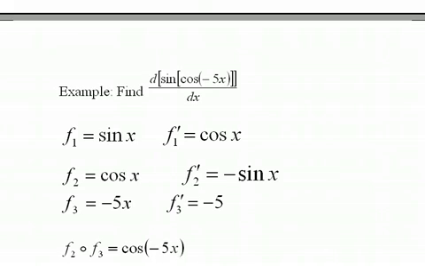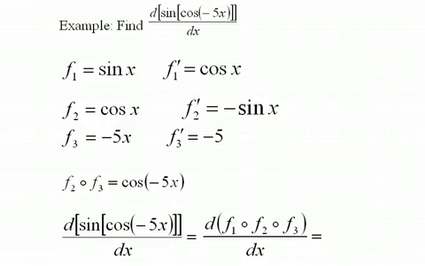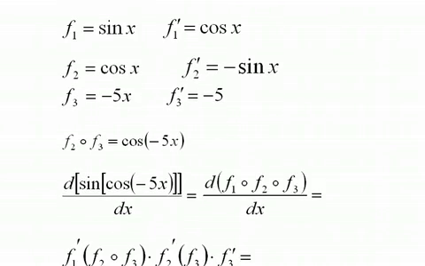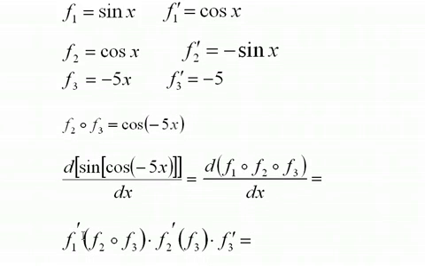Now, we can use our formula. Our formula would say that the derivative of the sine of the cosine of negative 5x is the derivative of f1 of f2 of f3. And this would be f1 with the composite of f2 and f3 inside times f prime 2. Did I say f prime 1 there? F prime 1 of this composite, f prime 2 of f3, and then just f prime of 3. Just a shorter version of the 4 function rule that we had above.